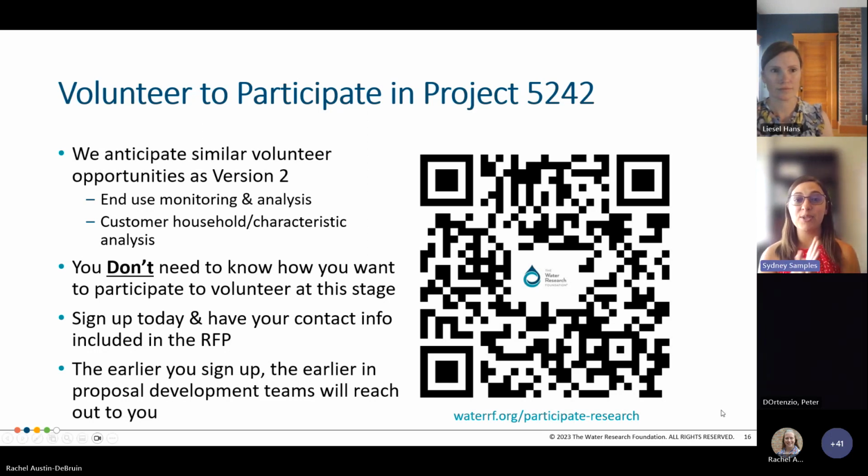At this stage of the game, you do not need to know which one you want to do. You'll see this QR code. If you were to scan it, it will bring you to WRF's website where you can volunteer to be a utility participant. Really, you just are putting your name and your contact information so that any proposer who downloads our RFP will have your contact information. So when they start to develop their plan, they'll tell you what the different opportunities are. And it's there that you would really need to decide how you want to participate.